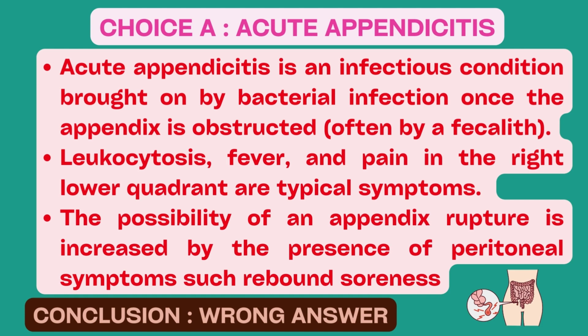Acute appendicitis is an infectious condition brought on by bacterial infection once the appendix is obstructed, often by a fecalith. Leukocytosis, fever, and pain in the right lower quadrant are typical symptoms. The possibility of an appendix rupture is increased by the presence of peritoneal symptoms such as rebound soreness. So, option A is wrong.